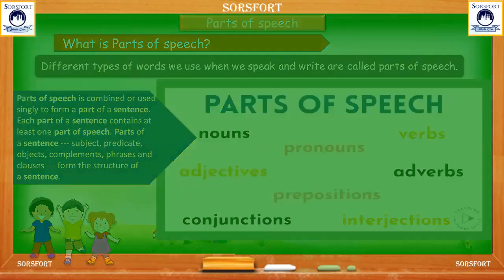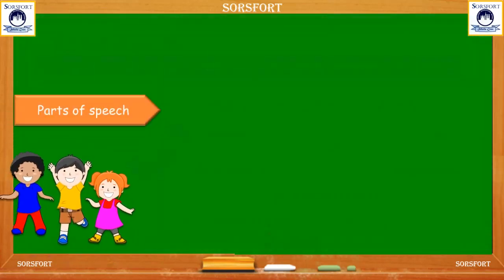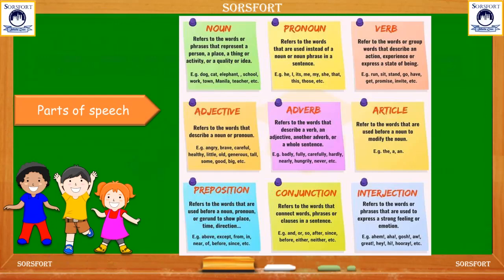So today we will learn about noun. So let's get some brief idea about all the parts of speech. First is noun. Noun refers to the words or phrases that represent a person, a place, a thing or activity, or a quality or idea, like dog, cat, elephant, school, work, town, Manila, teacher. These are all a name of something, name of person or name of place or name of activity or name of thing. So these are called naming words or nouns.